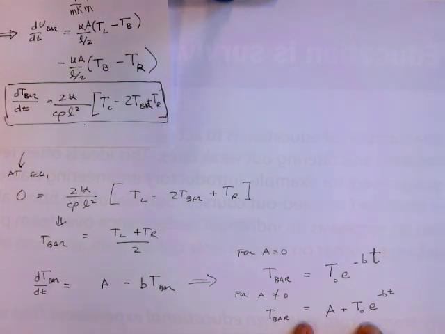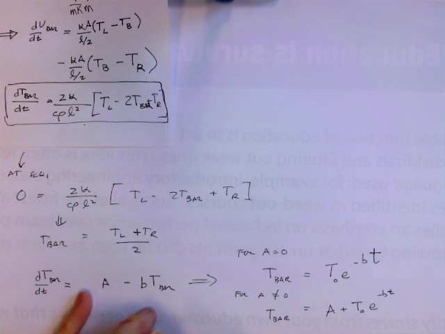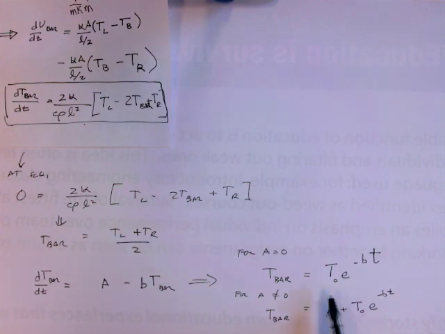We could check if this is the solution by plugging it back into our differential equation and seeing whether or not it works. It's worth noticing that this T naught takes on a different meaning here. Before it was the initial temperature, and here A plus T naught is the initial temperature. But certainly I buy that it works.